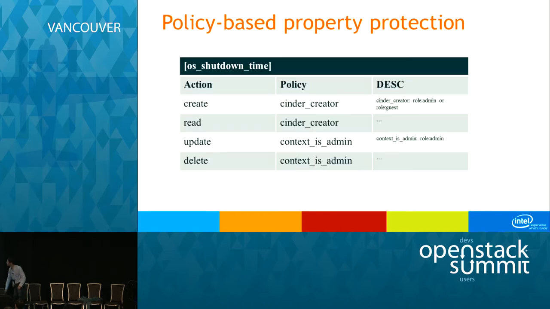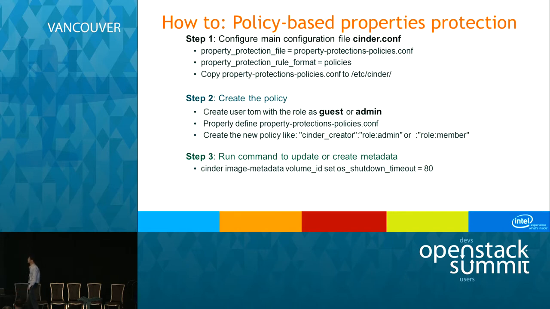And this is a sample configuration for OS shutdown time. From this configuration, you will see that we define the policies Cinder create for the actions create and read. And we also define these policies in the policy.json, just as in the description column. And this is the step we should do to use the policy-based property control.